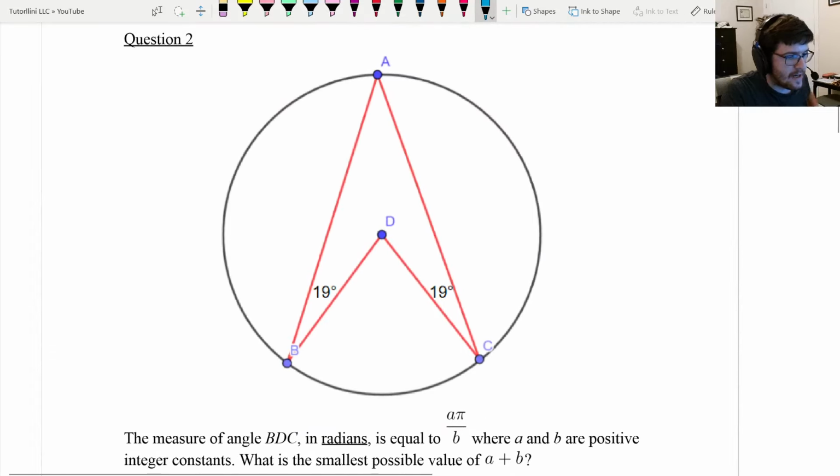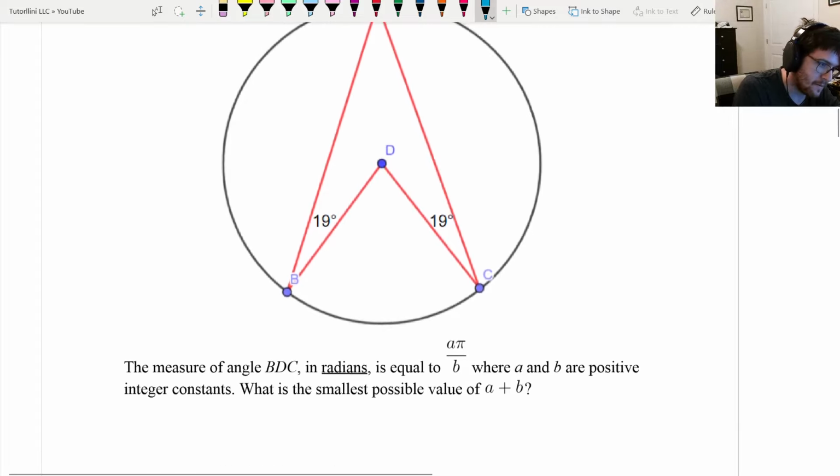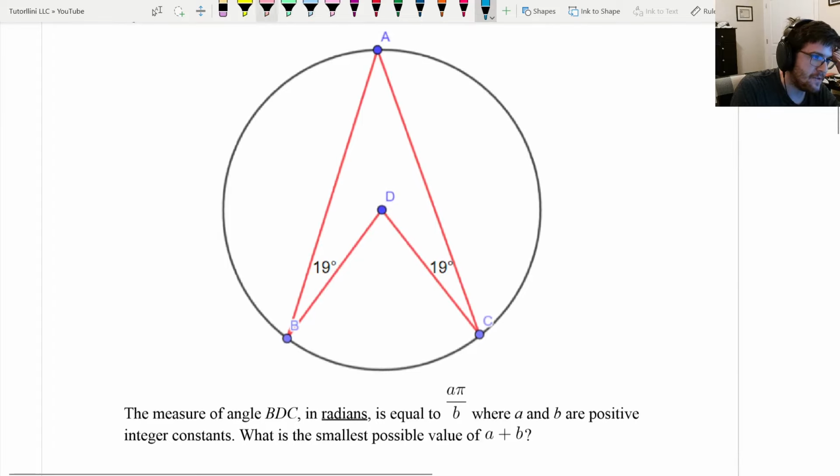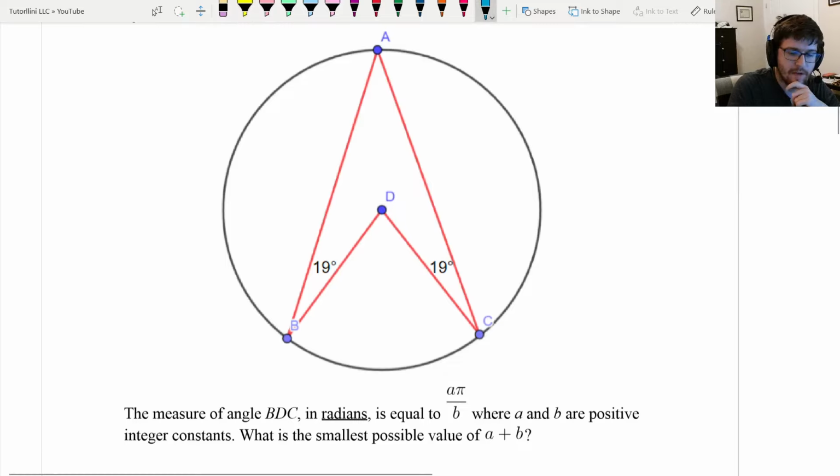Okay, so there's a lot going on with this question. It says we want to find BDC, which is this one here. They've asked us quite a bit on the test before, like this exact shape. So the very first thing we want to do is basically split this quadrilateral in half right here.